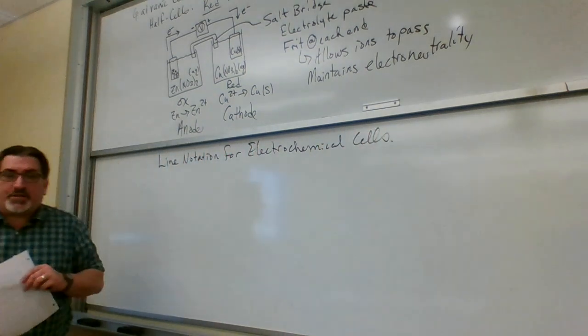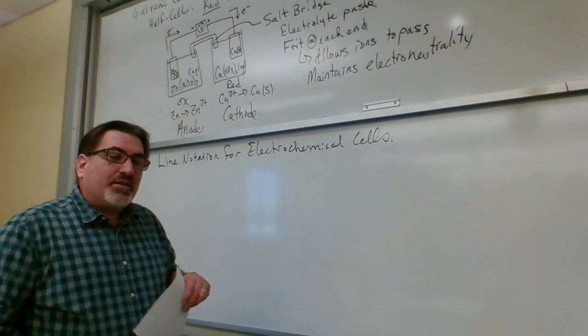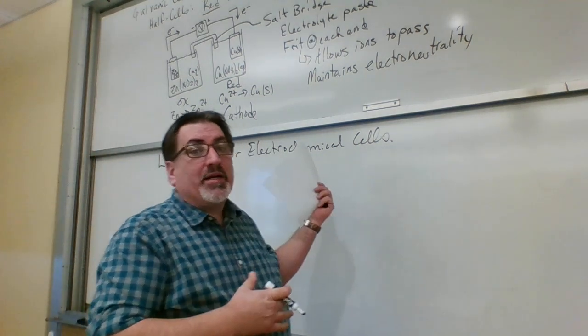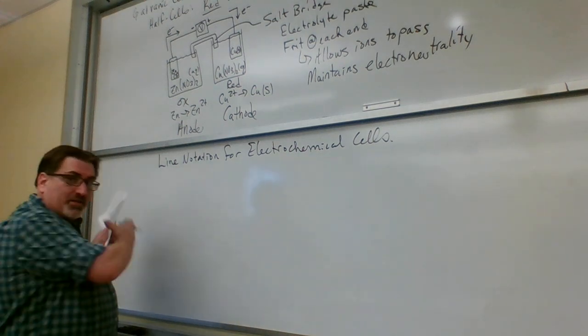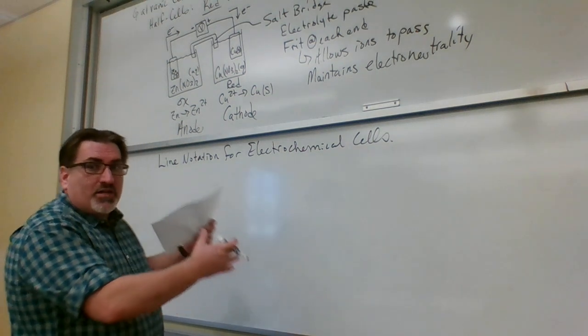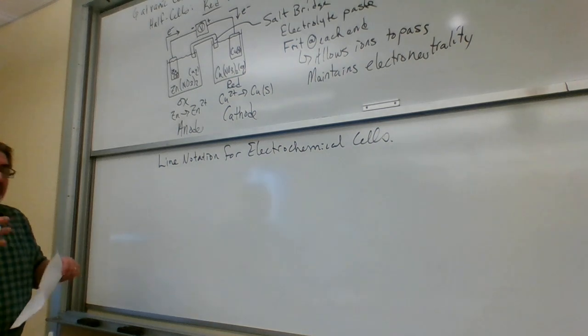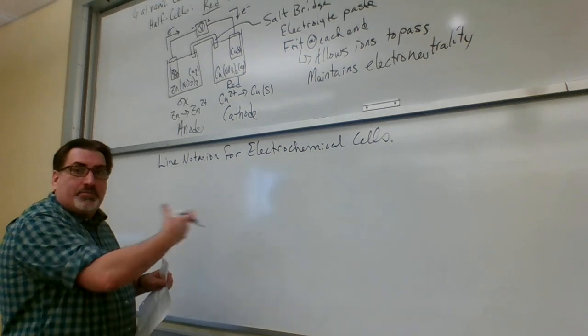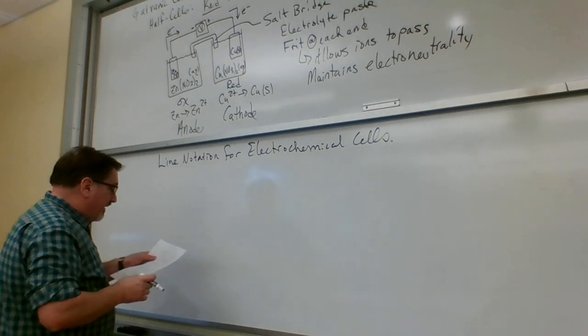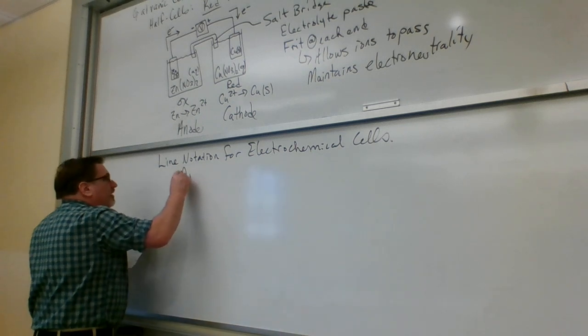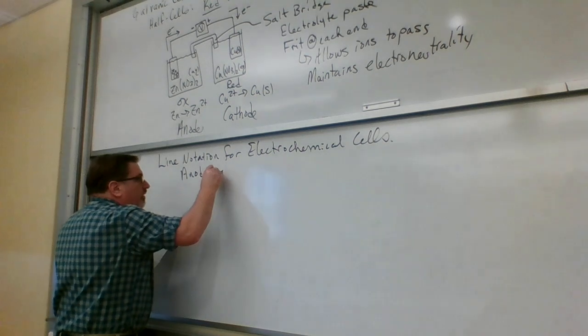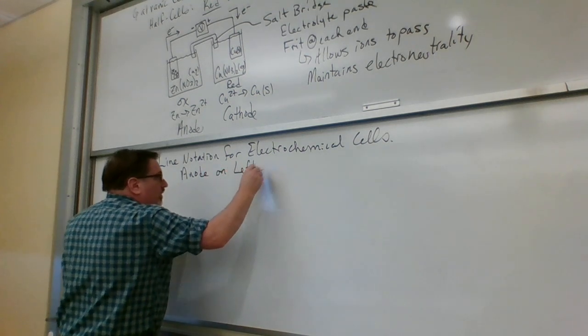For electrochemical cells, the line notation allows us to describe the cell without drawing the picture. But it requires us to know those conventions. Oxidation is on the left, reduction is on the right. Electrons move from left to right. We have to know those conventions so that we get the cell set up correctly in our line notation. So anode on left, cathode on right.